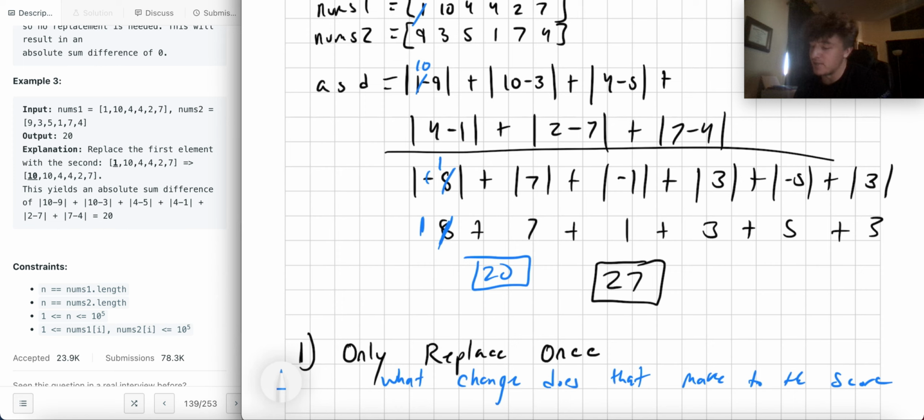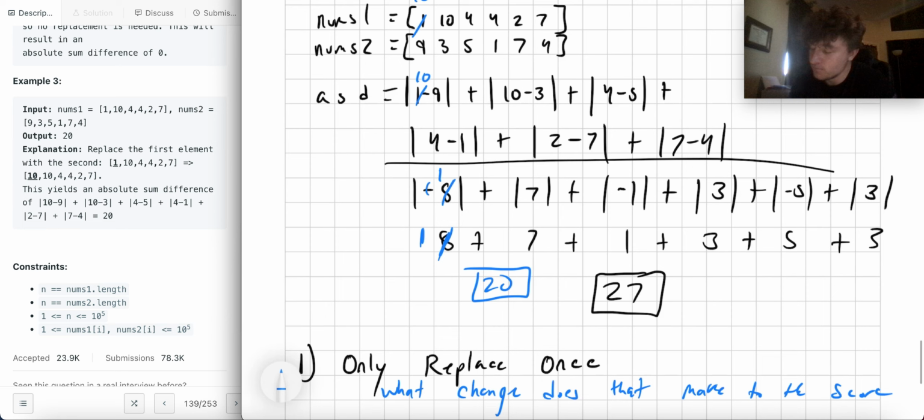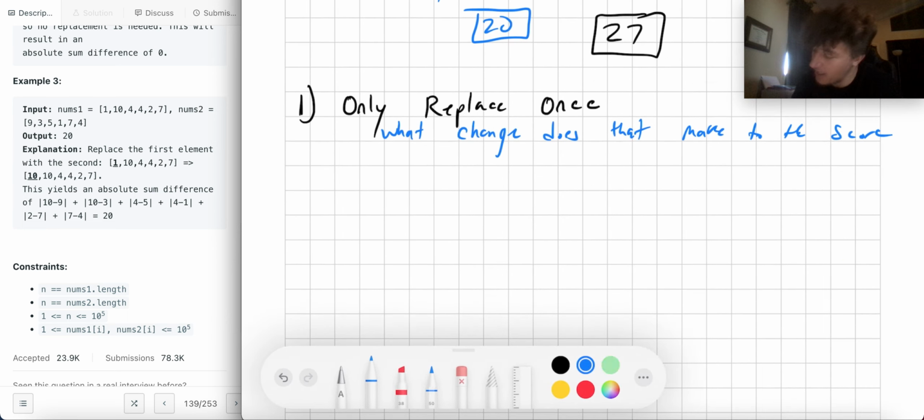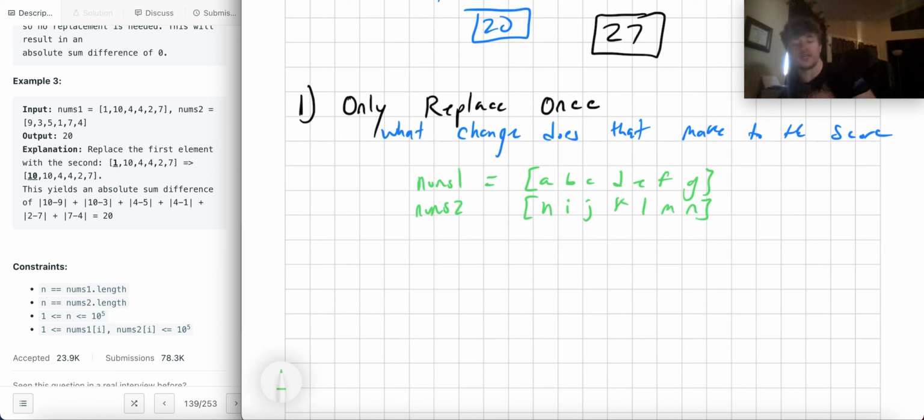Okay, so one way you can think about it is, if we have this array here, should I do it in a general way? I'll do it in a general way because I hate myself. So nums1 and nums2, in a generic way, are A, B, C, D, E, F, G, and H, I, J, K, L, M, N. You might ask what I'm doing right now, but I'm trying to show you how you can change one thing and not have to recalculate everything.